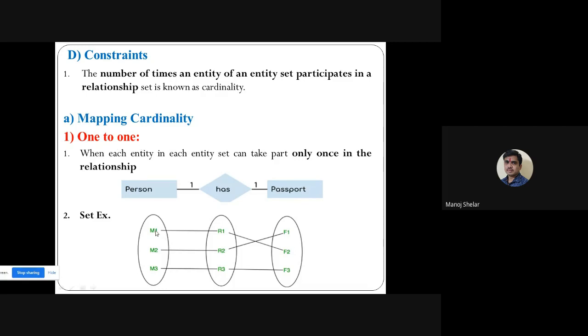Simple. Here M1 to R1 is one set. Right. M1 to R1 one-to-one relationship.